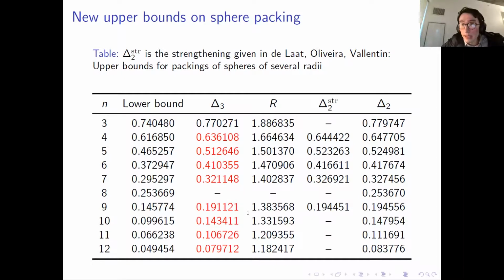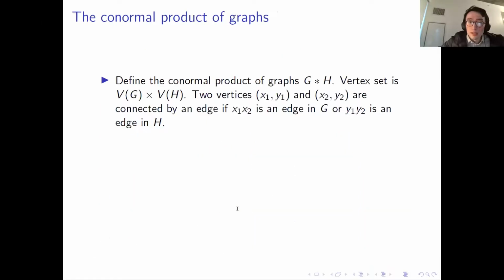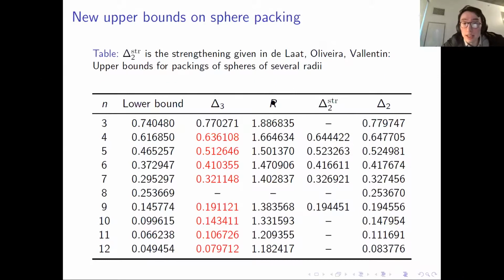And in red are new upper bounds on sphere packing in dimensions 4 through 12, except for dimension 8, where we know it's sharp. The 2-point bound is sharp. One more thing to note about this is that the truncation radius is decreasing as you increase dimension. But even in, say, dimension 12, with a relatively small truncation radius that's just outside 1, you can still get relatively modest improvements on the density.